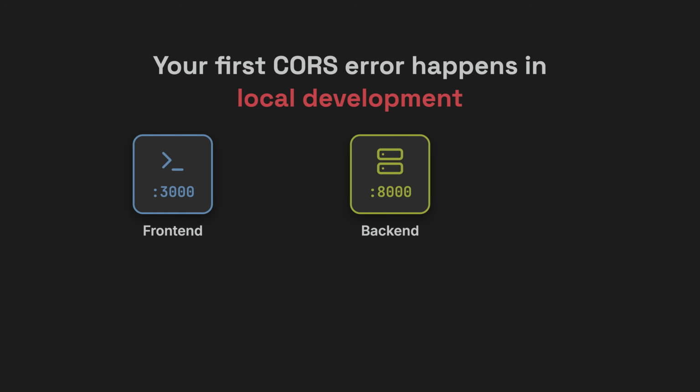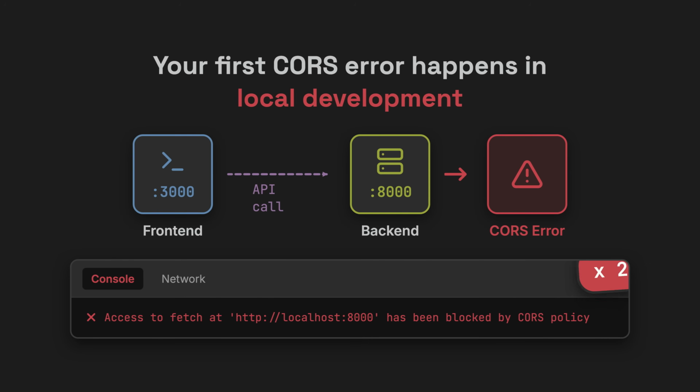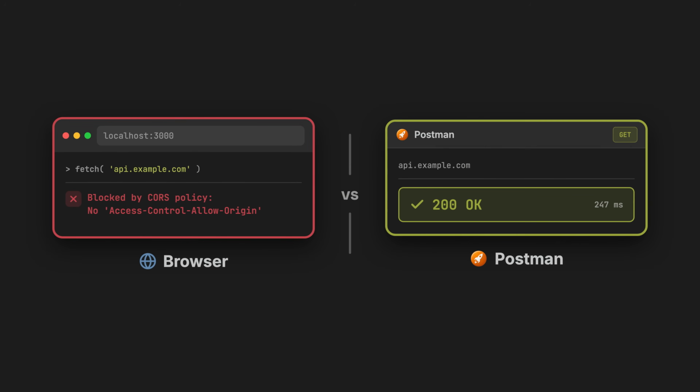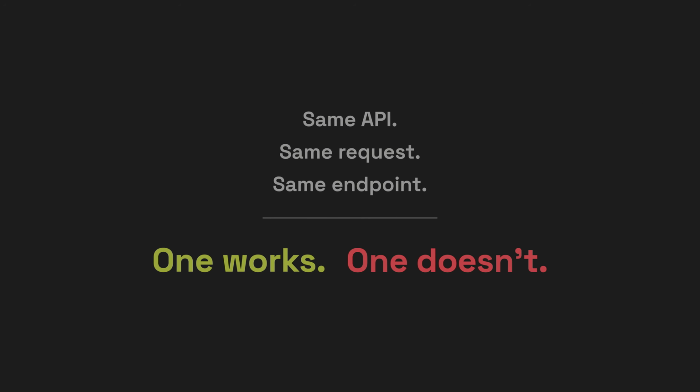Which is why your first CORS error happens in local development. Frontend on 3000, backend on 8000. Your own machine. Different origins. A developer hits this and for a brief moment genuinely questions their sanity. You make the exact call in Postman. Works. Same call in your browser. CORS error. You haven't changed a single thing.